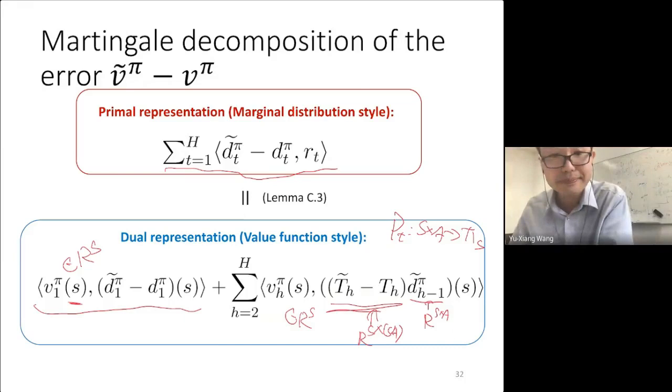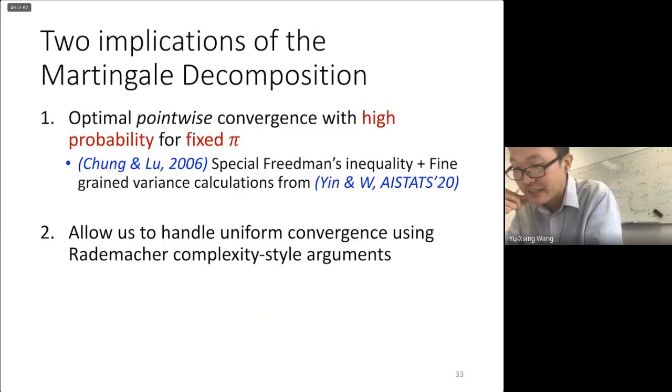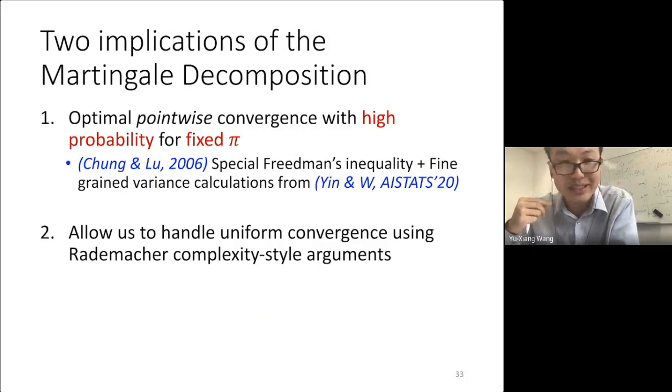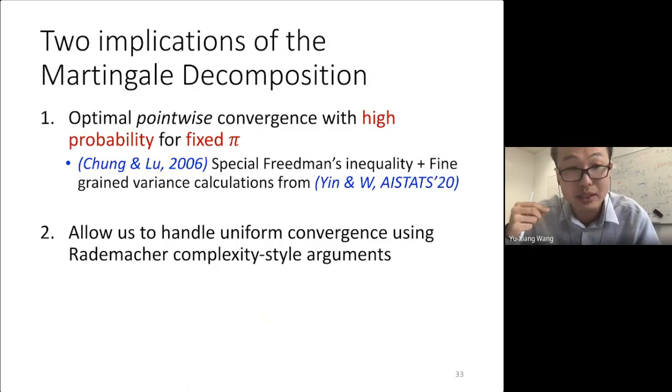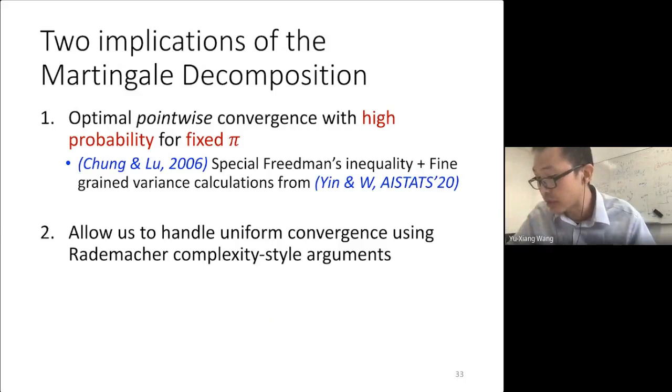Okay. So with this martingale decomposition, there are two implications. The first is that with some additional effort you can derive the pointwise convergence with high probability. You need to use a special kind of Freedman's inequality. Usually Freedman's inequality requires boundedness of individual components with probability one, so you need to use a special kind of it that might be convenient in other contexts as well, from Chung and Lu, that allows you to deal with a high probability bound and essentially condition on that. By combining that with some fine-grained variance calculation from our pointwise OPE paper, you can basically get a high probability bound here.